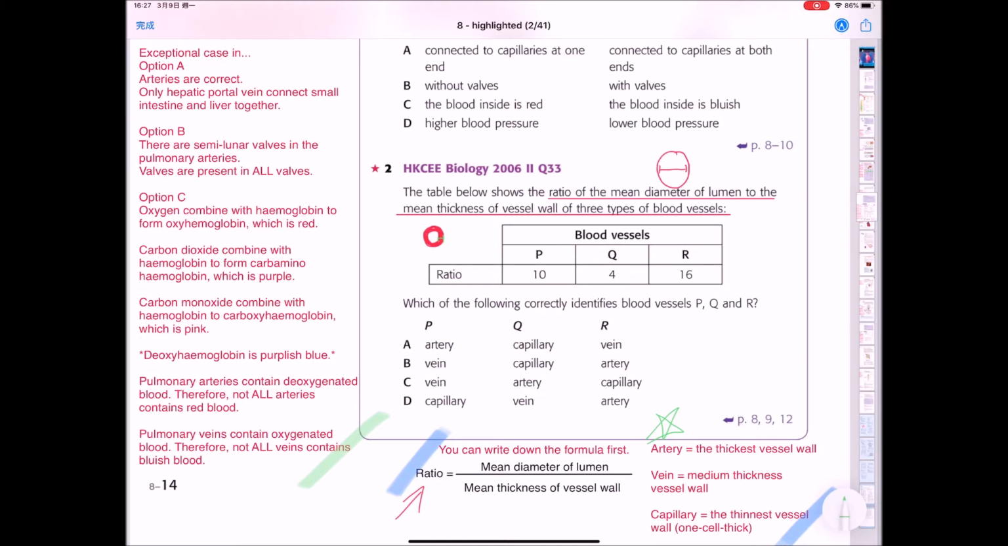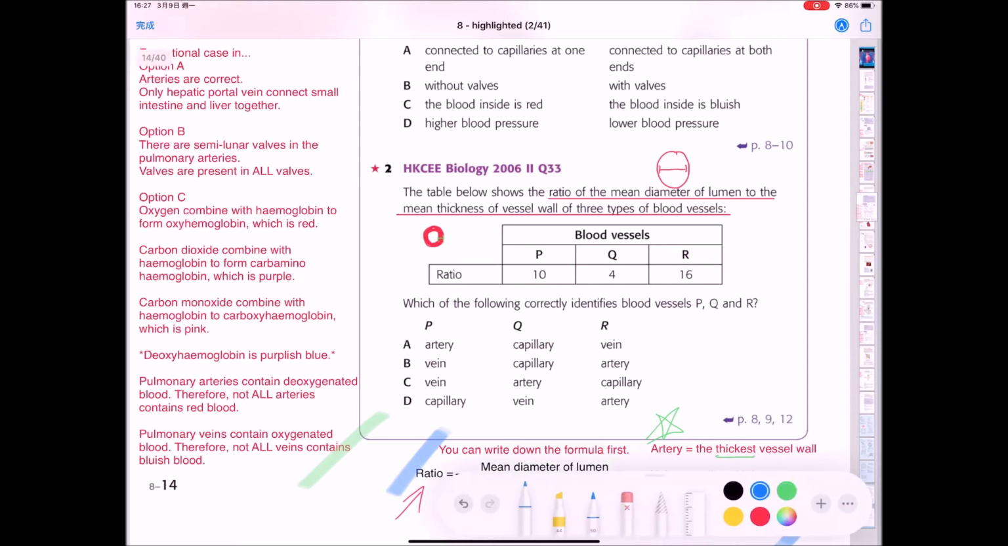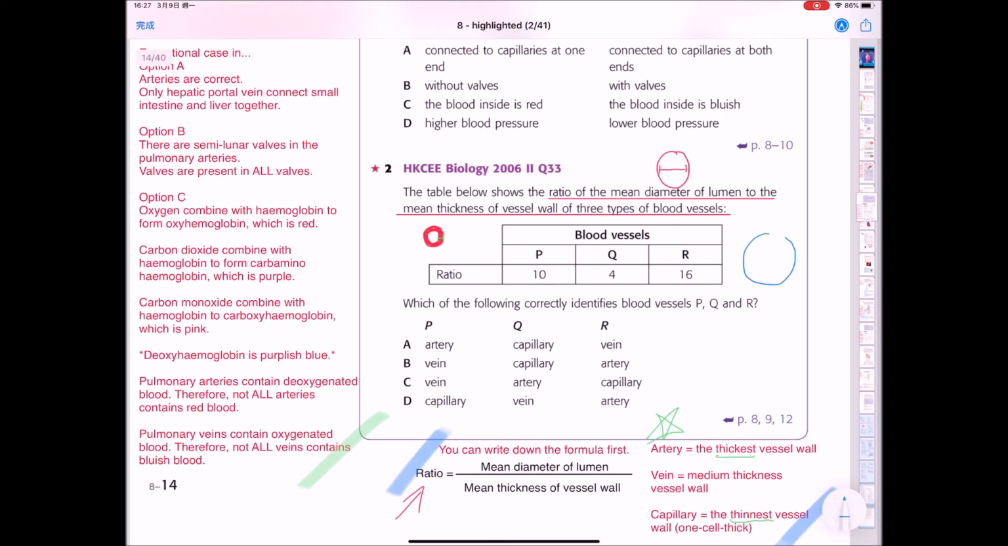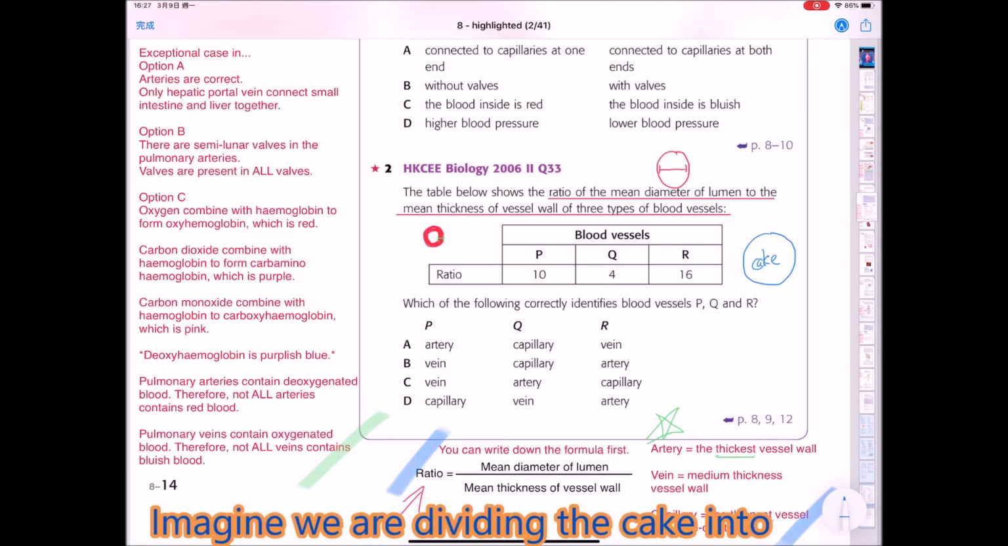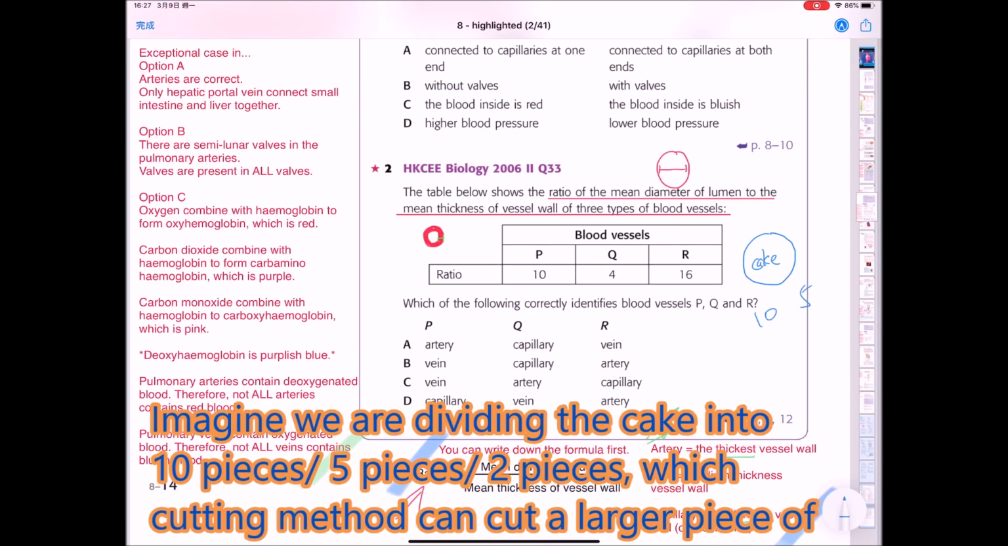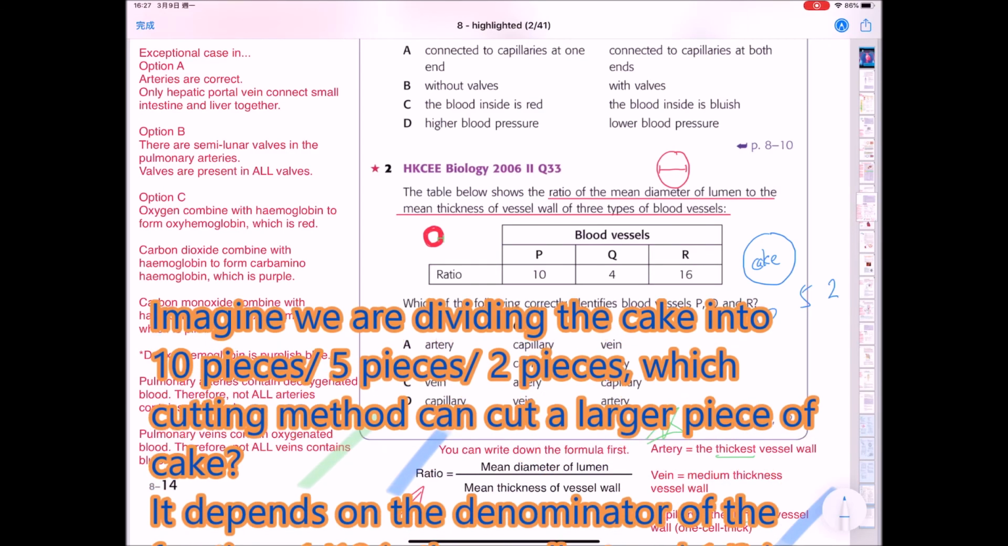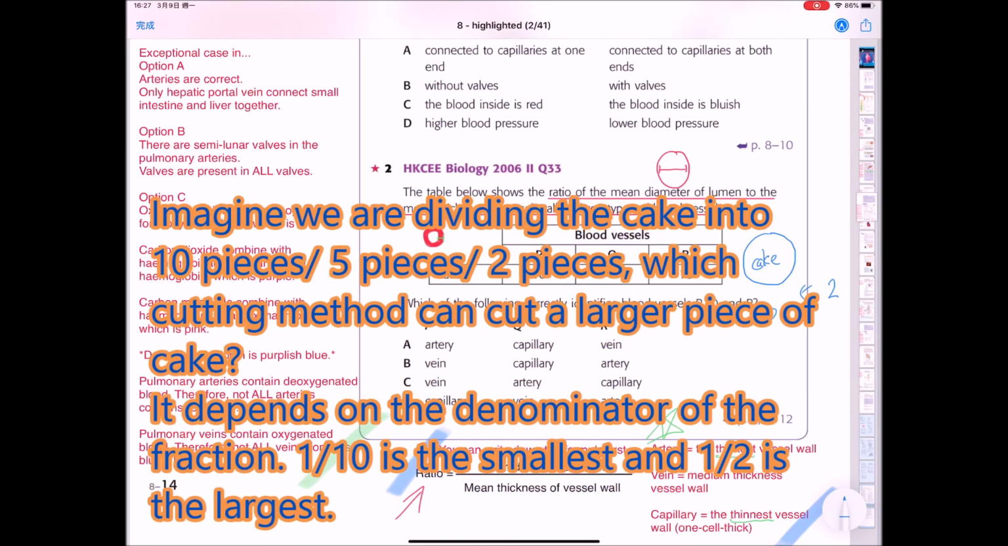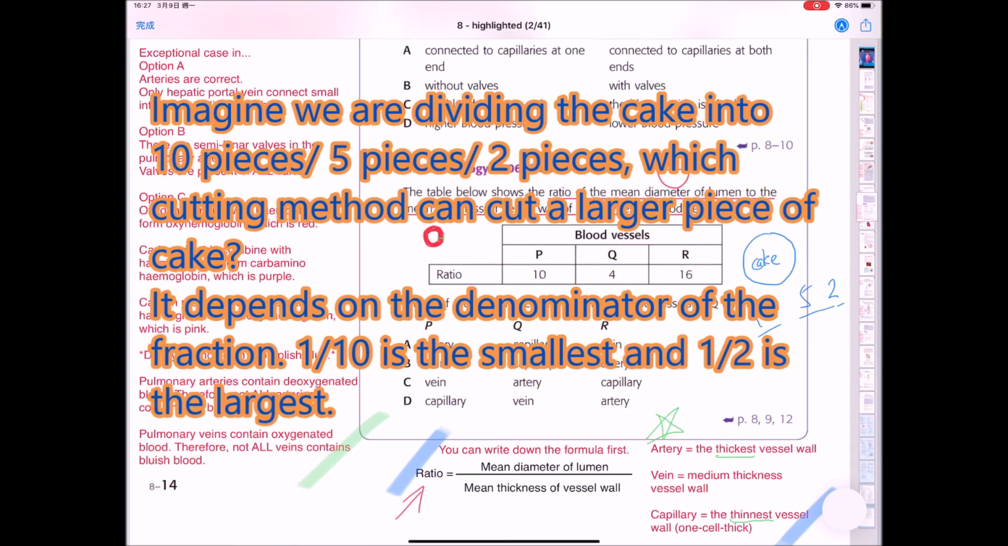The artery has the thickest vessel wall, the capillaries have the thinnest vessel wall, one cell thick, and for the vein, the thickness is medium. A simple metaphor: if I have a cake and I would like to divide it at a party for different people, for example 10 people, 5 people, or only 2 people, in which party can people get a larger piece of cake?